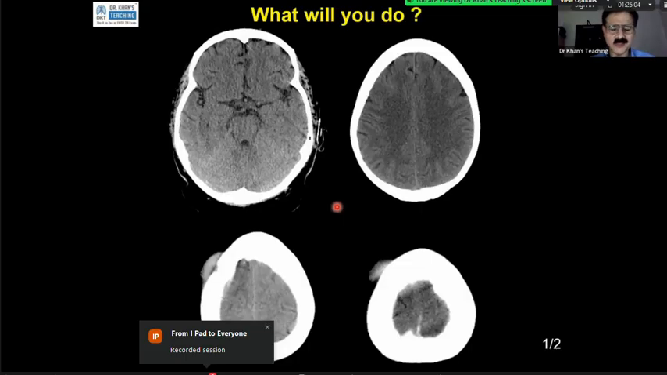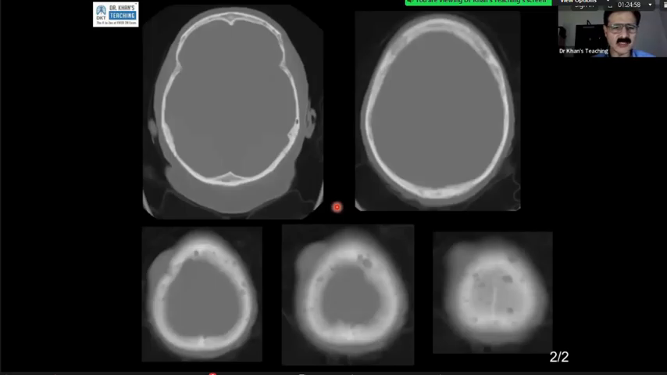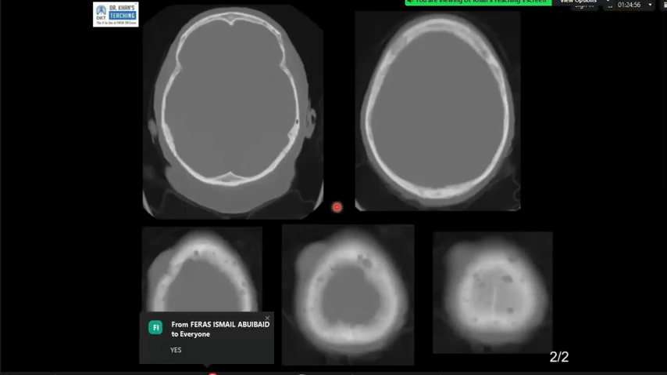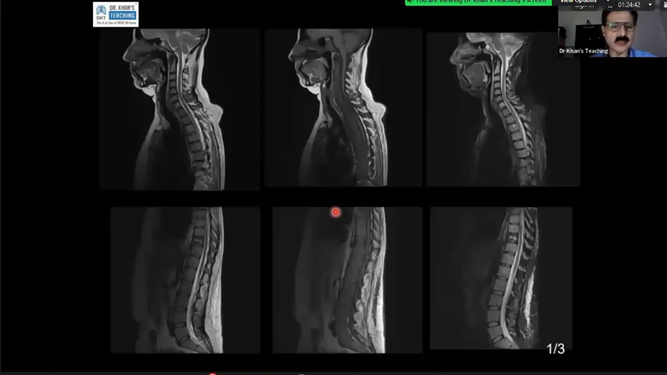Before that, I will do bone window. Yeah, this was simple as that. Yeah, there are multiple lytic lesions noted within the skull itself. Yeah, that's fine. Thank you. So it's simple. Ask for bone window and the diagnosis is made. This was multiple myeloma, and that is it.